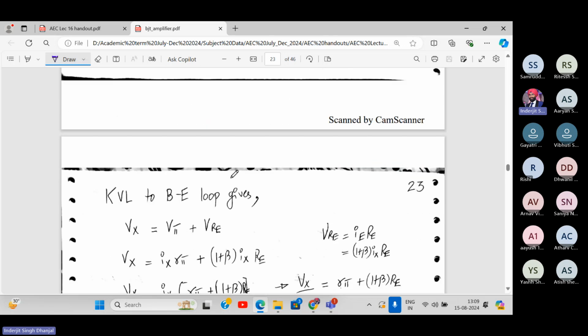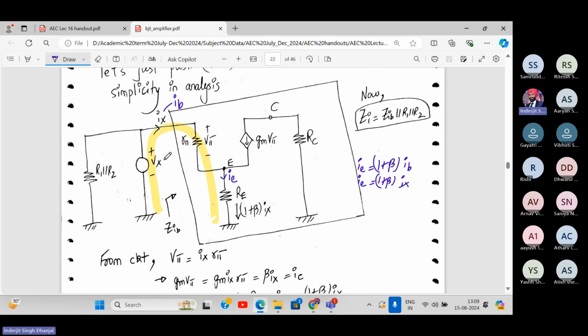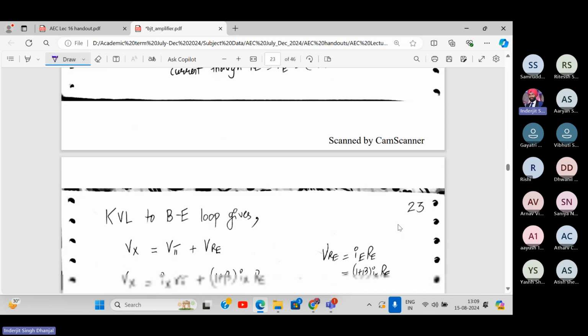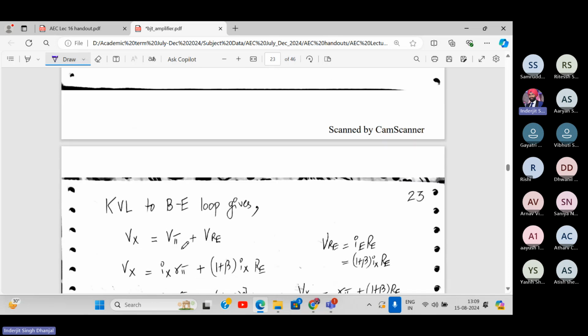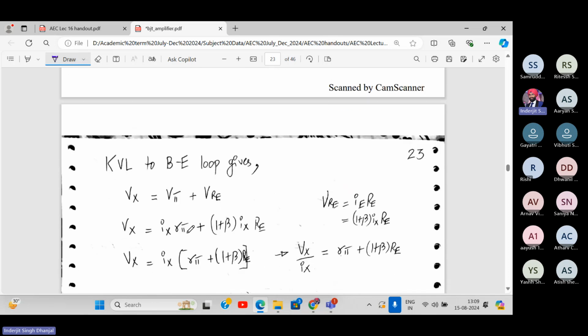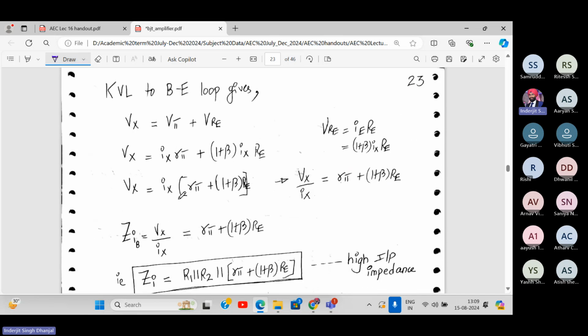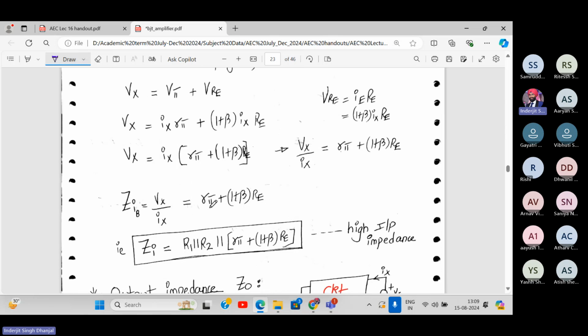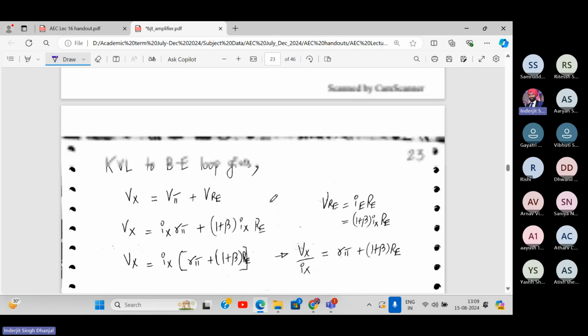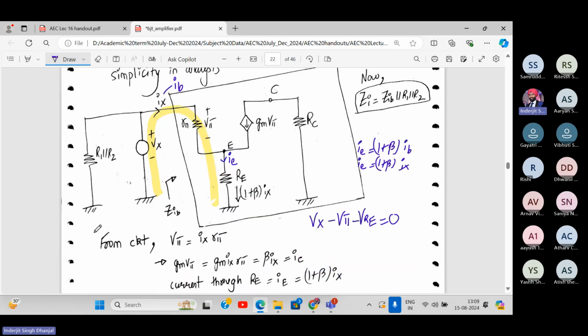Now we apply KVL to the base emitter loop, which gives Vx minus V pi minus VRE is equal to 0. So we have written over here Vx equals V pi plus VRE. V pi is Ix into R pi and VRE is 1 plus beta Ix into RE. Over here we can club this term together. So we want Vx upon Ix, we'll get R pi plus 1 plus beta RE. But remember we have pushed R1 parallel to R2.